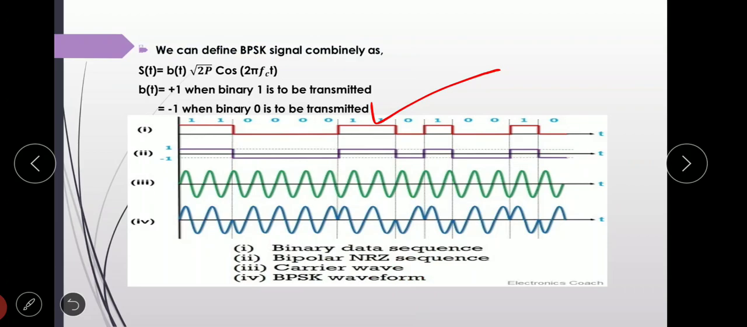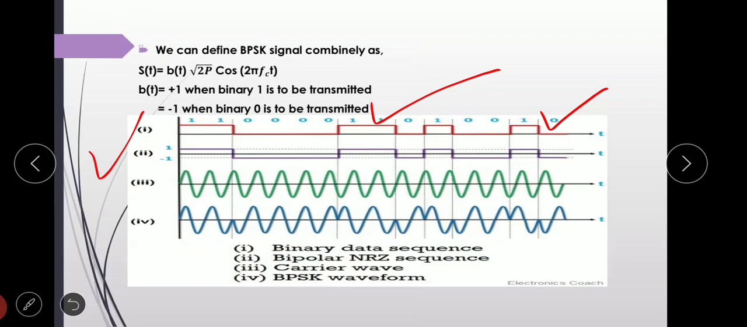So next let's see this diagram. In this diagram, the first one is the bit stream, but here the bit stream is unipolar. Why unipolar? If this black line is the center line, above the black line is the positive region and below the black line is the negative region. Here you can observe that the signal is only present in the positive part, means the polarity is single, so this signal is known as unipolar.